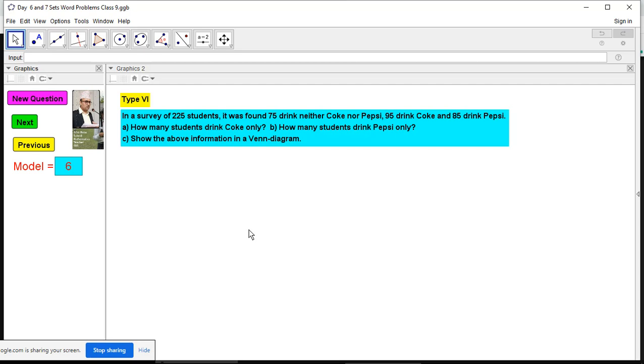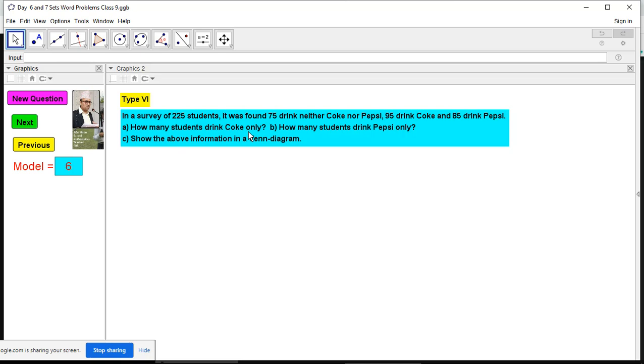In a survey of 225 students, it was found 75 drink neither Coke nor Pepsi. 95 drink Coke, 85 drink Pepsi. How many students drink Coke only? Here we have to find the only part that was not discussed. And how many students drink Pepsi only? And show the above information in a Venn diagram. Again, I will repeat, dear student, the total number of students is 225. 75 drink neither Coke nor Pepsi. You know that is the complement part.